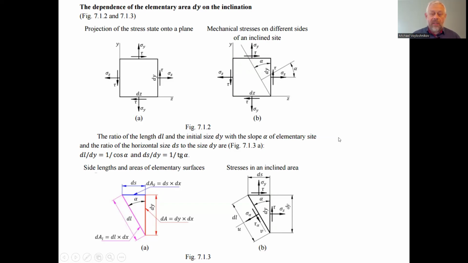So it is of interest to find the dependence of the stresses acting on the faces of the element of material on an inclined side. If we cut this element by another plane inclined by the angle alpha to the vertical axis y, for example, let's consider the equilibrium of these two parts. This one is the cutout part of the element of material from the mechanical body, and this is the other part.